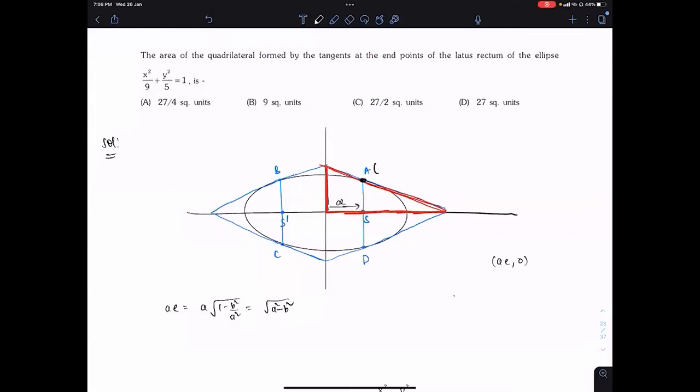So how far is foci from the center? Root a square minus b square. Root 9 minus 5. What is root 9 minus 5? Root 4, 2. So this focus is (2, 0). So x coordinate of focus is 2.